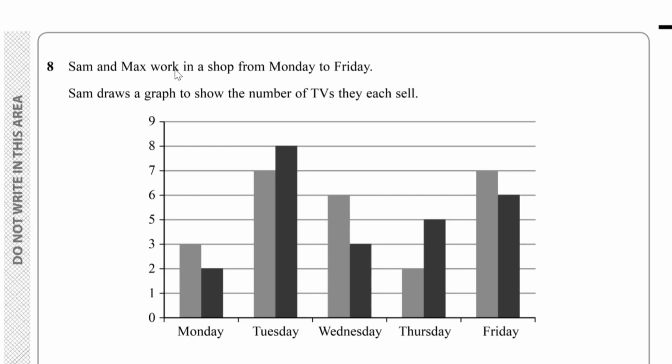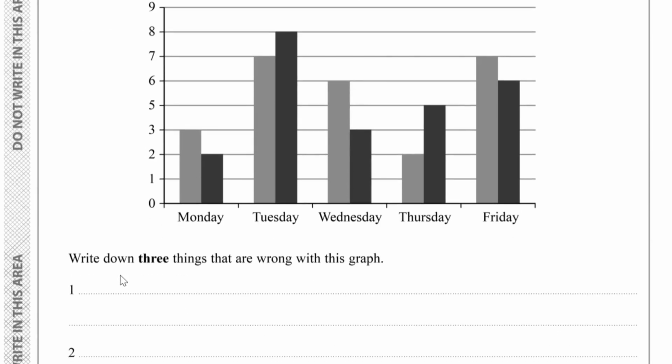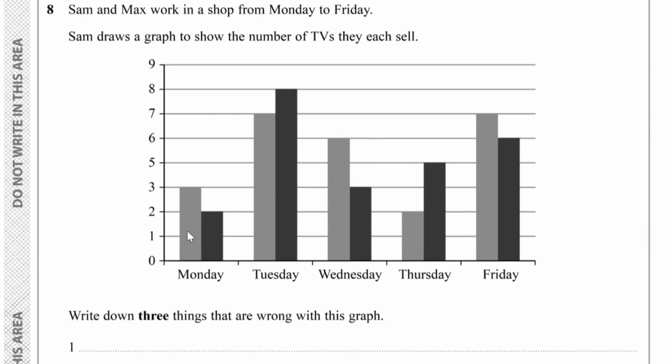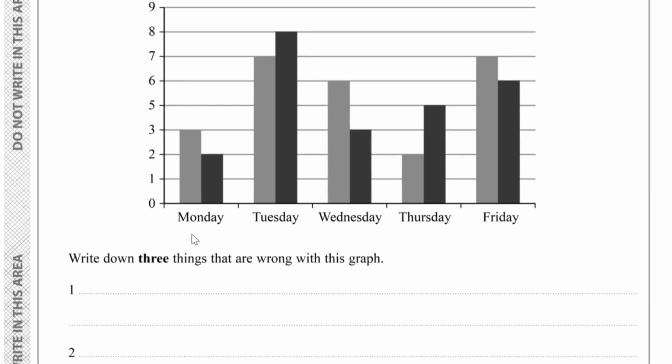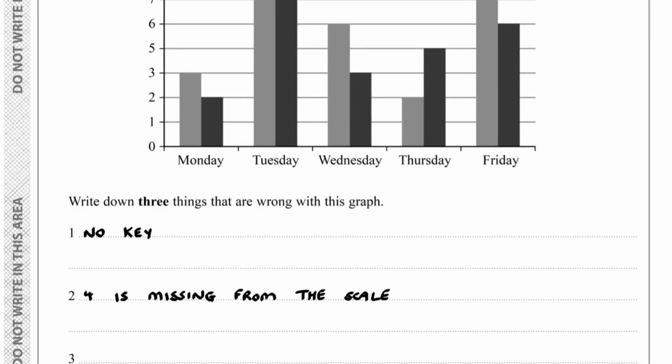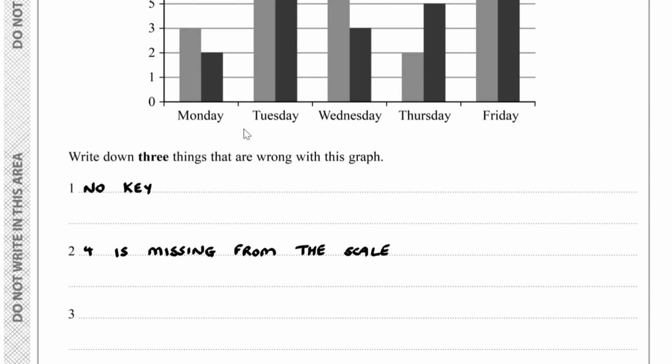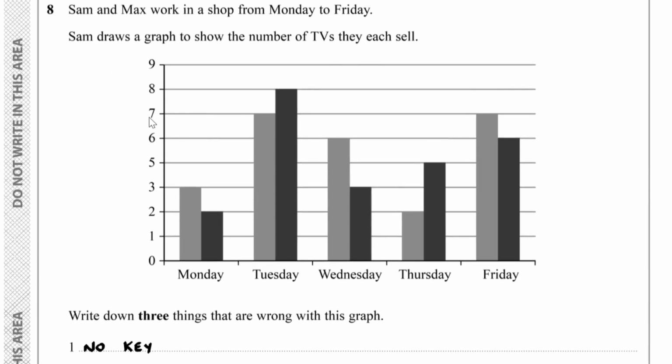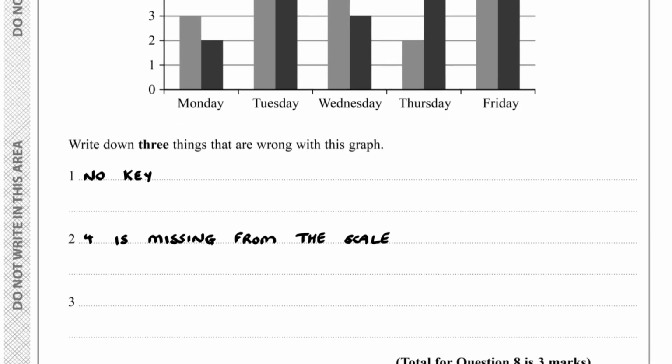Question number 8. Sam and Max work in a shop from Monday to Friday. Sam draws a graph to show the number of TVs each sell. And we have to write down 3 things that are wrong with this graph. Well, we don't know what the grey bar represents or what the black bar represents. So there's no key. That's the first thing that's wrong. And if we take a look at the vertical scale, we've got 0, 1, 2, 3, 5, 6, 7, 8, 9. So the next thing we can spot is 4 is missing from the scale. And the third thing that's wrong is there is no label for this y-axis.